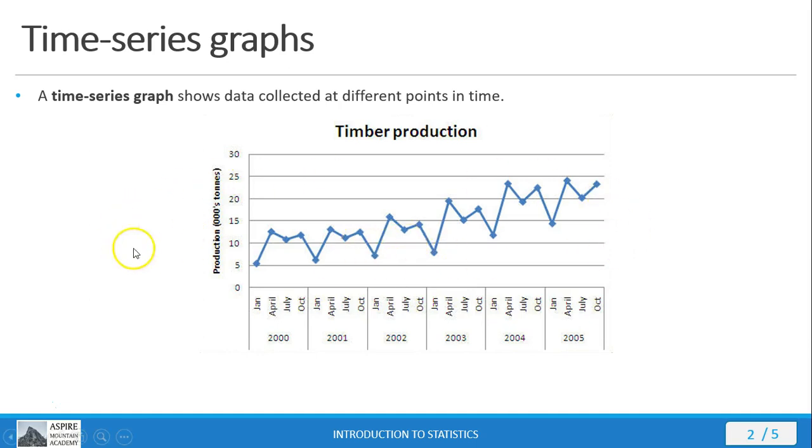So here we have a graph that shows us the level of timber production over time. So as timber production goes up, the graph goes up. And as timber production goes down, then the graph goes down. The data points are all arranged in order of time, hence the name time series.